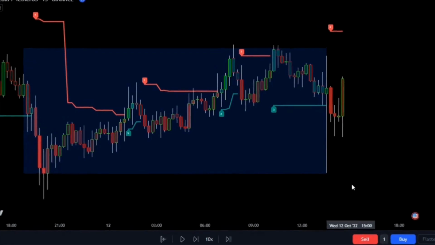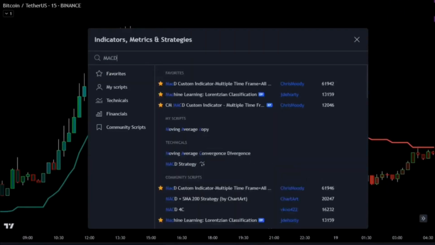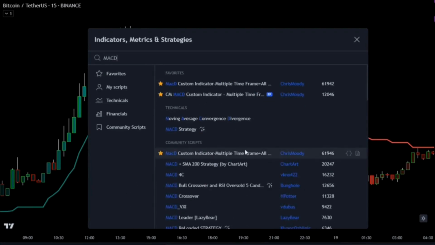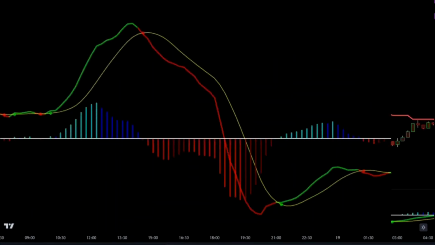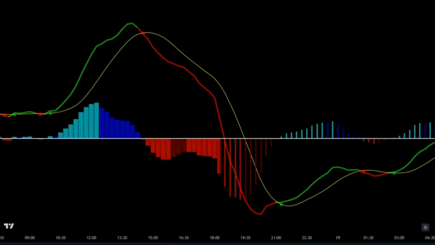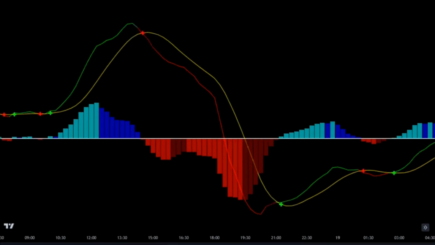We need to add another indicator to the chart. Open the indicator options and type MACD, then apply the Moving Average Convergence Divergence Multiple Timeframe Indicator by Chris Moody to your chart. This is how the indicator looks, containing histograms, a signal line, a MACD line, and signal points for buying and selling. Now, let's adjust some settings.